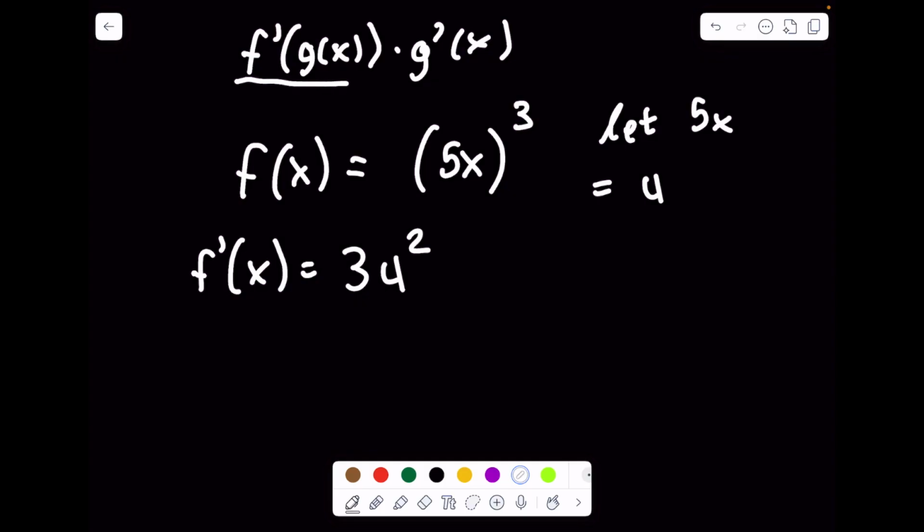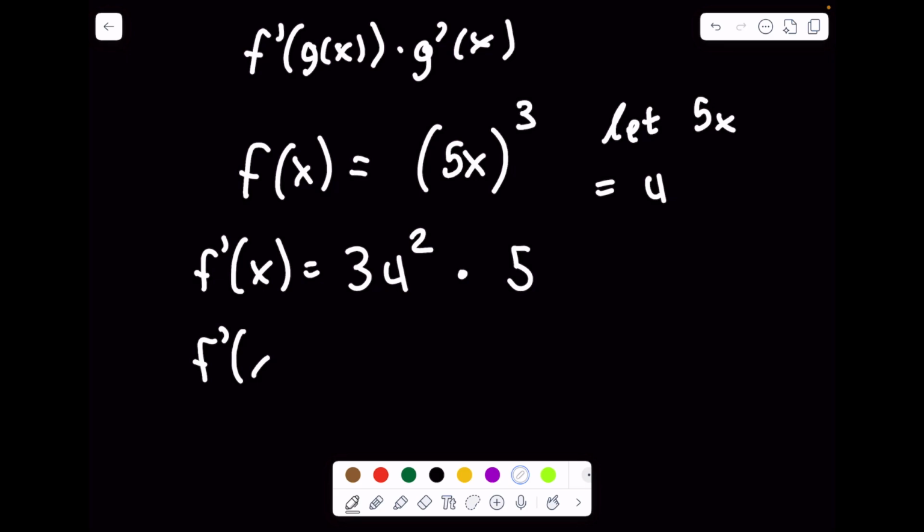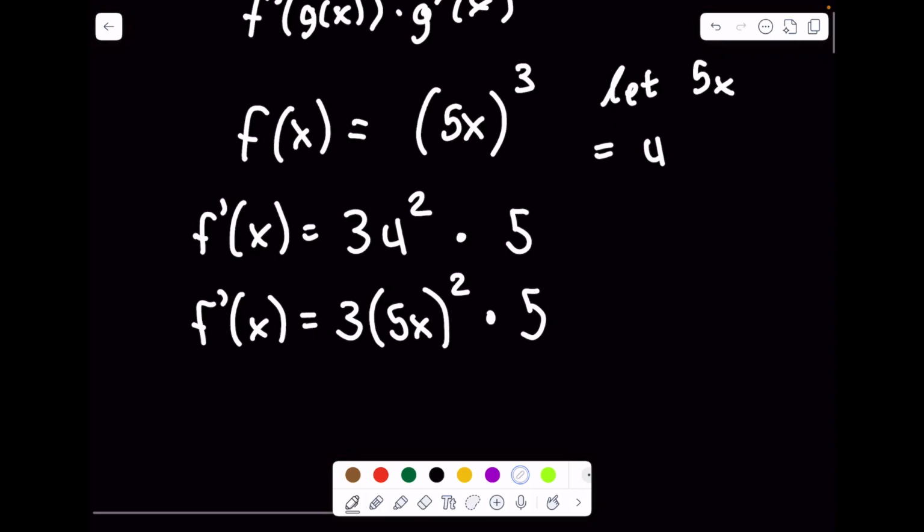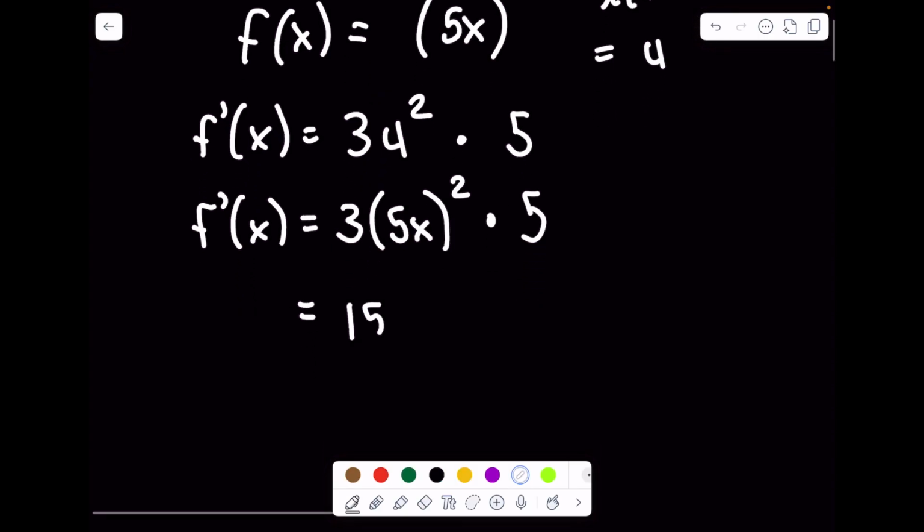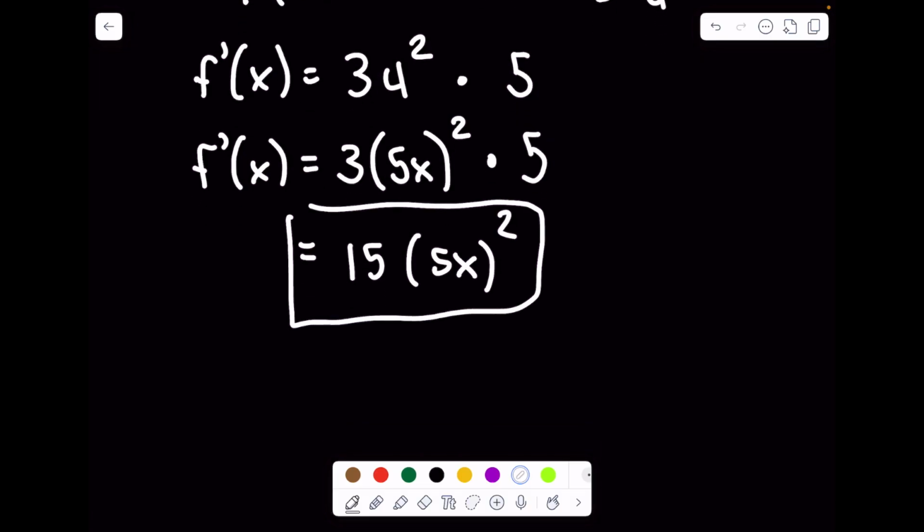Now we just did the first portion of the chain rule, but what we need to do is multiply by the derivative of u, or the derivative of 5x, the inner function. We know that the derivative of 5x is just 5. Now let's rewrite this, and we'll substitute 5x back in for u, so we have 3 times 5x squared, multiplied by 5. We can rewrite this a little cleaner by multiplying this 5 by the 3. We get 15 times 5x squared as our final first derivative using the chain rule.